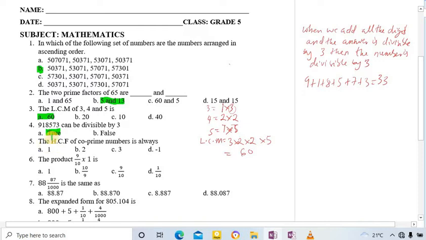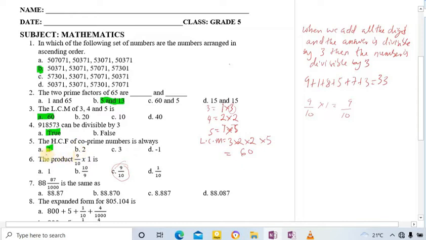Number 5, the HCF of co-prime numbers is always going to be 1. Yeah, the product of 9 over 10 and 1 is equal to 9 over 10. So your answer is going to be C.